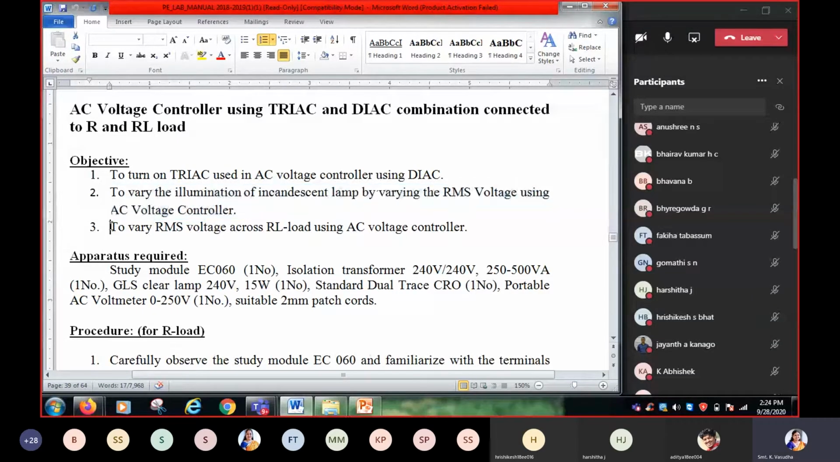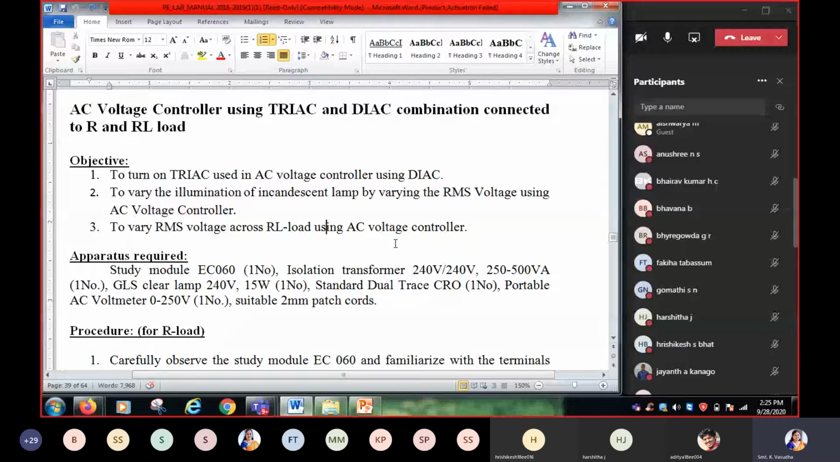Then we are going to make a note of the RMS values across R and RL load, and we are going to plot the graph. Okay, that's the third thing. So what is the first thing that we are going to do? We are generating a control pulse using diac, and using that control pulse we are turning on triac. By varying the firing angle, the output of AC voltage controller can be varied. Thereby, the illumination across the incandescent bulb can be varied. This we are observing. And for R and RL loads, we are noting down the RMS voltage values.